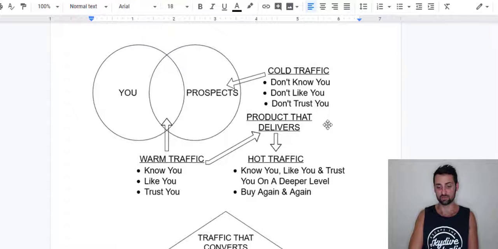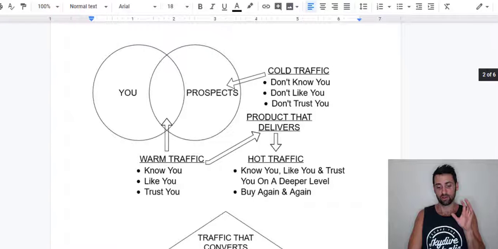And as long as you are promoting a product that delivers, then they're going to become hot traffic, because, like I said, they're trusting what you're delivering, because you've already delivered to them before. So they know, like, and trust you on a much deeper level, and they're going to buy again and again every time you're out there promoting different products to that particular target audience.